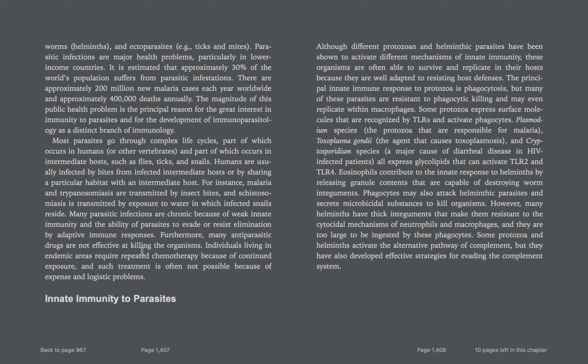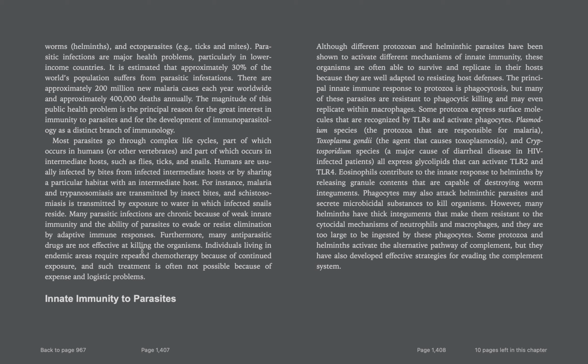Innate immunity to parasites. Although the different protozoa and helminth parasites have been shown to activate different mechanisms of innate immunity, these organisms are able to survive and replicate in their host because they are well adapted to resisting host defense. The principal innate immune response to protozoa is phagocytosis, but many of these parasites are resistant to phagocyte killing and may even replicate within macrophages.